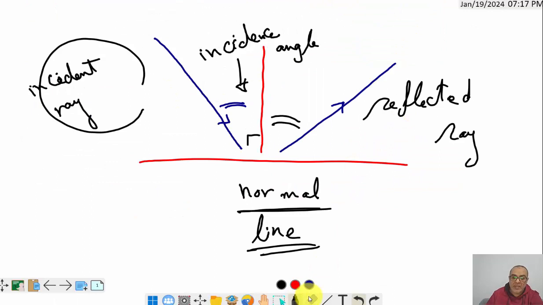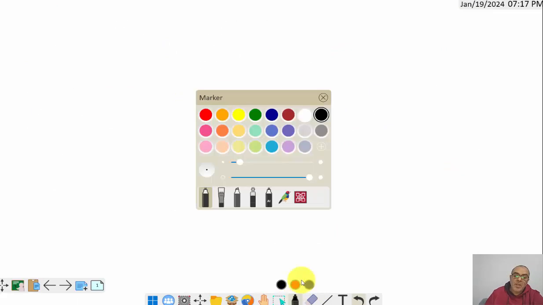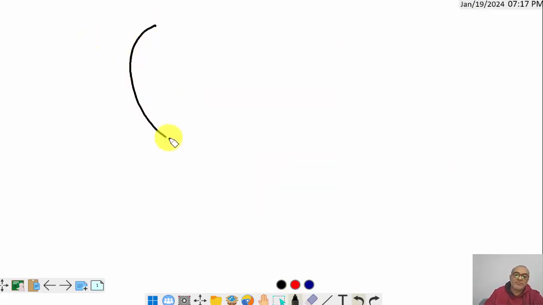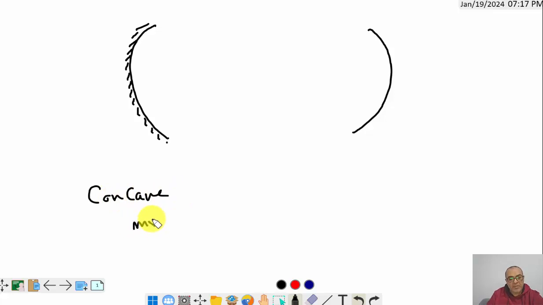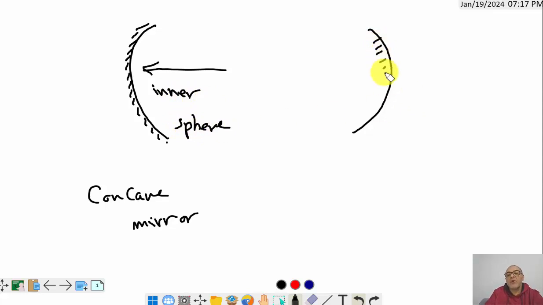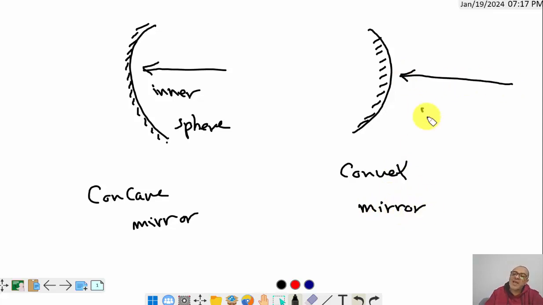Let's go again to the explanation board. Here, the two types of spherical mirror. If we cover this one, we're talking about concave mirror. So the concave mirror, its reflecting surface is a part of inner sphere, while the convex mirror is a part of, yes, outer sphere.